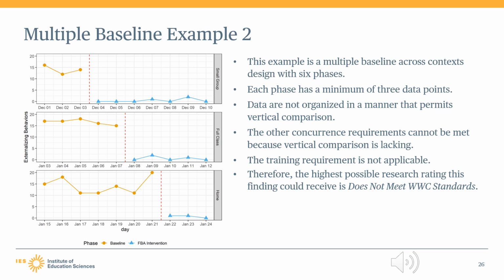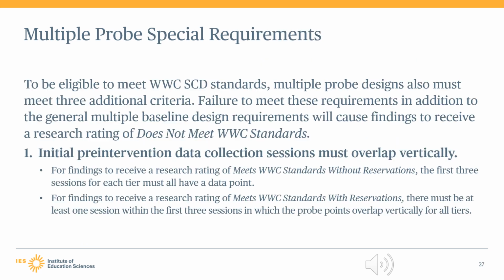Thus, even though this multiple baseline design meets the phases and data points requirement because it includes 6 phases with at least 3 data points per phase, the highest possible research rating this study could receive would be does not meet WWC standards, given that the data were not organized in such a way as to permit vertical comparison across cases. Recall that multiple probe designs include an element of planned missingness.